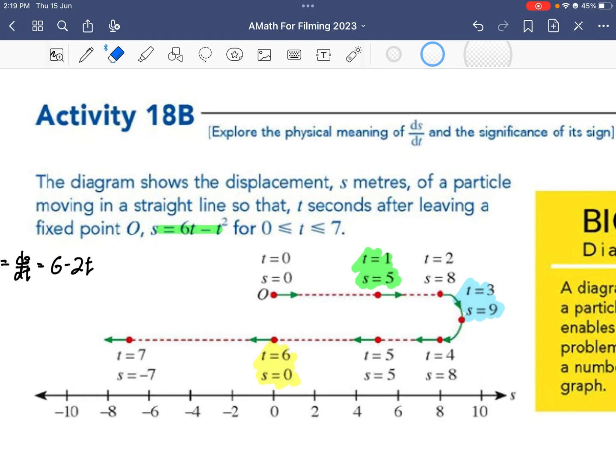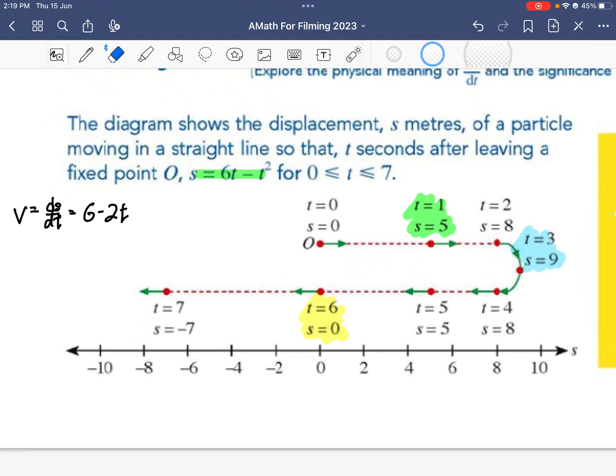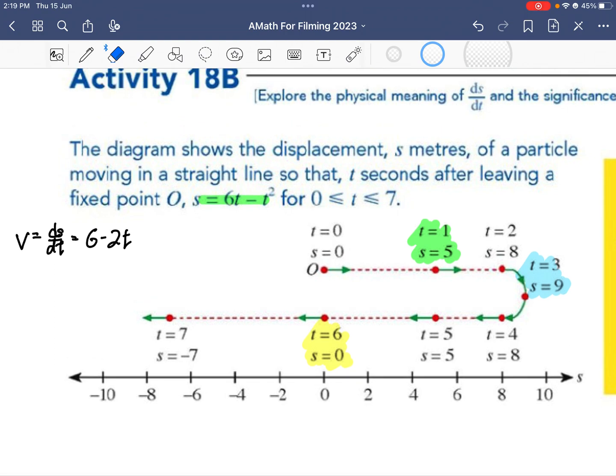So let me just erase this. This is the same thing. So now I'm going to find 6 minus 2t. I'm going to try to get the velocity at different points. For example, in the one at green, my displacement is 5. Just to recap how I get this 5, I put t equals 1 into my displacement equation.